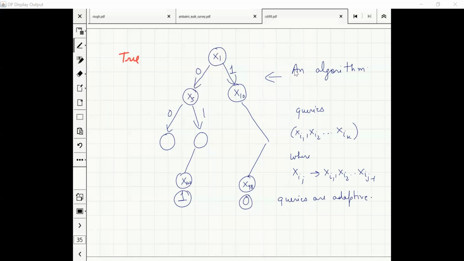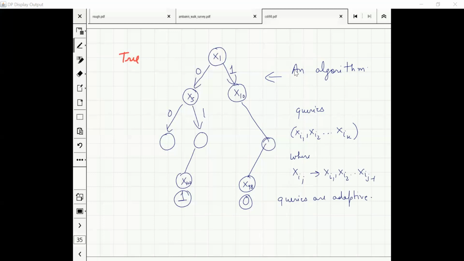So before that, does this seem okay? Questions about this? So exactly one tree is going to correspond to exactly one algorithm. Sorry, one tree is going to correspond to one algorithm. That is correct. Yes. Okay.